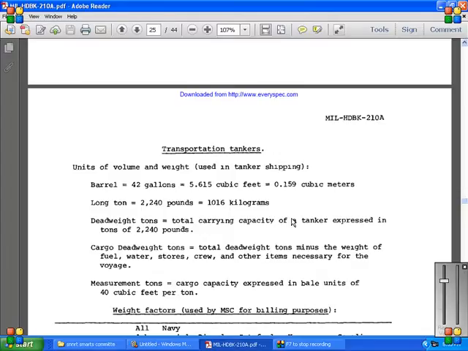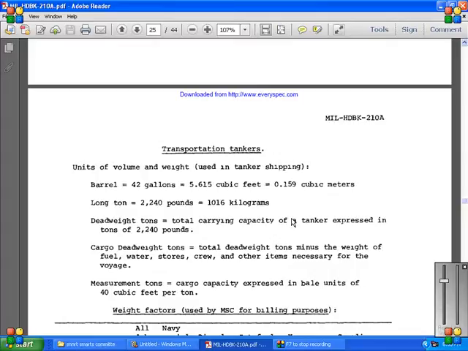Military Handbook 210. The transportation of tankers: units of volume used in tank shipping. A barrel is 42 gallons, 5.6 cubic feet, and 0.159 cubic meters. The long ton is 2,240 pounds, equal to 1,016 kilograms.